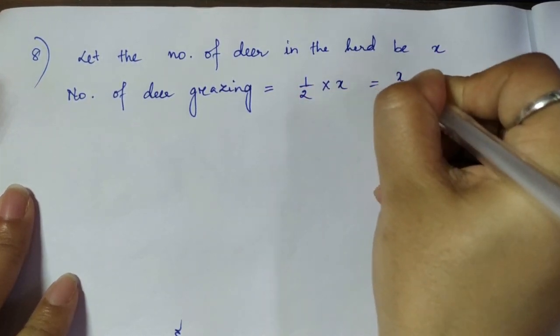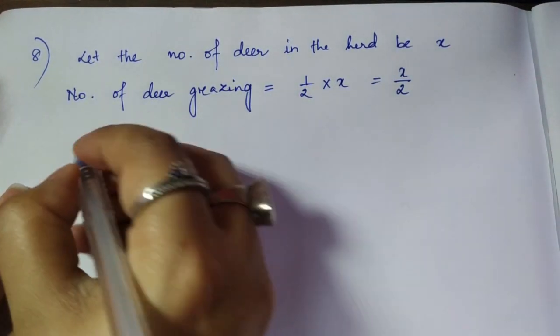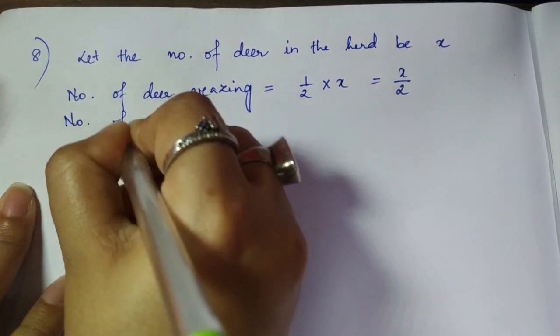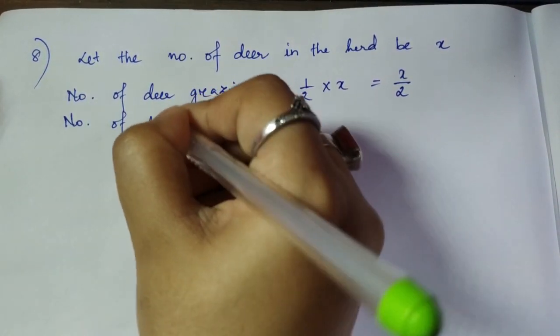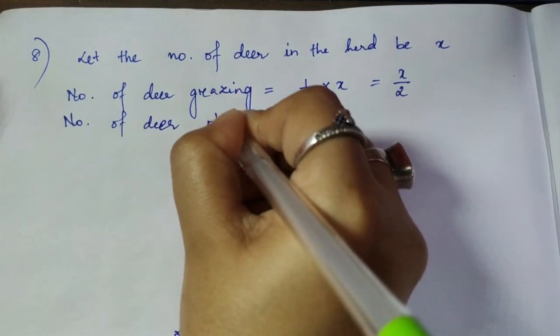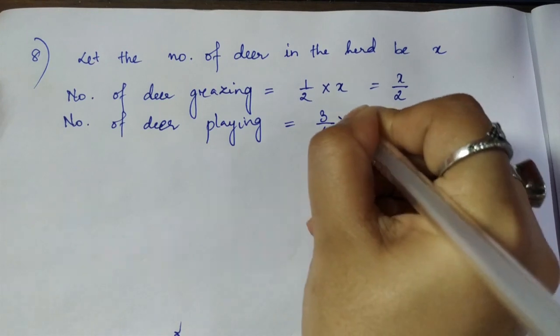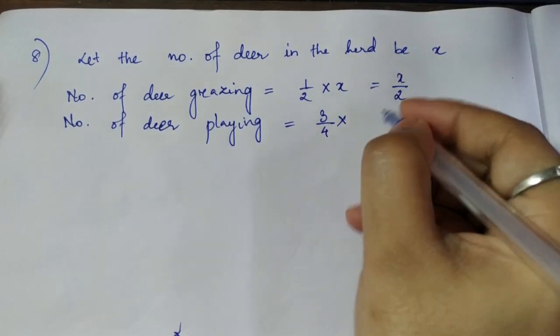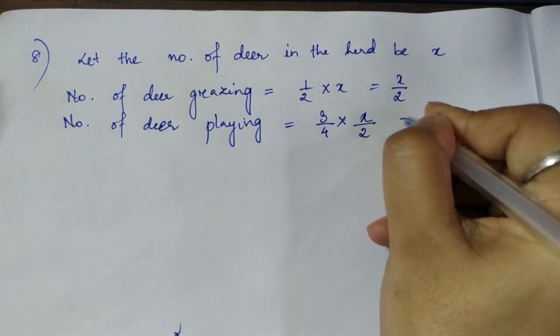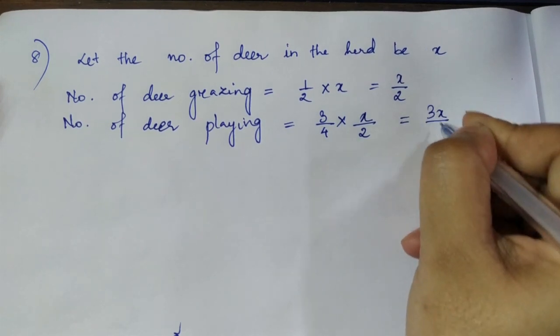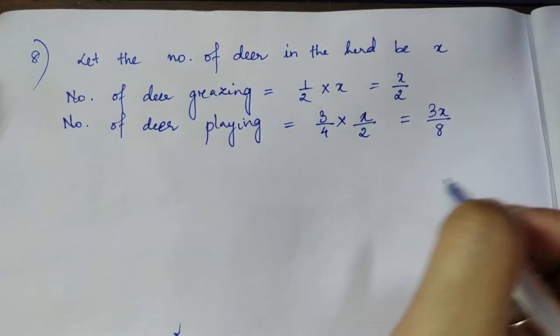So if you multiply, you will get it as x by 2. Number of deer playing is given as 3/4 of the remaining. If half is x by 2, another half is what? x by 2. So how many are playing? You multiply 3x by 8. 3 into x, 3x, 4 into 2, 8.